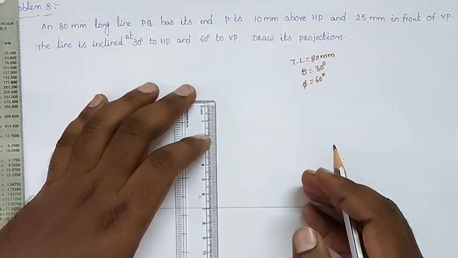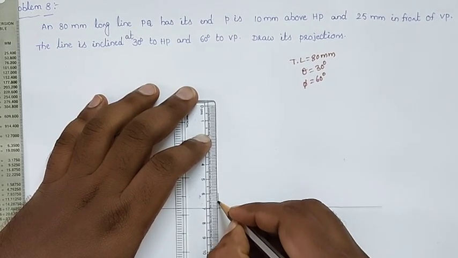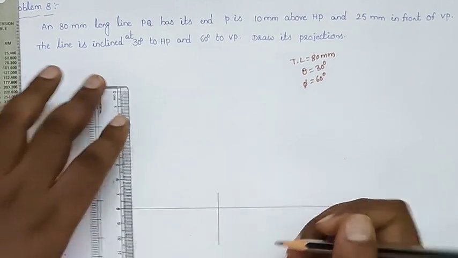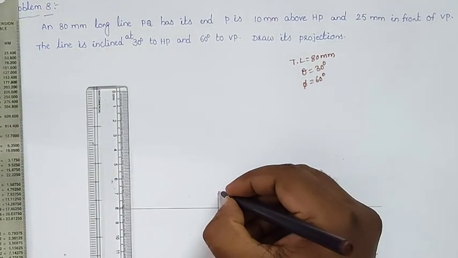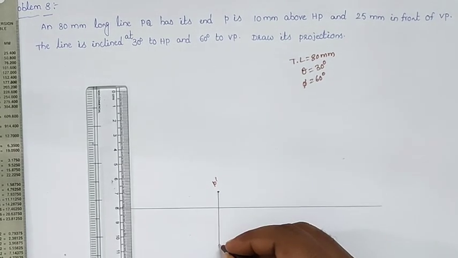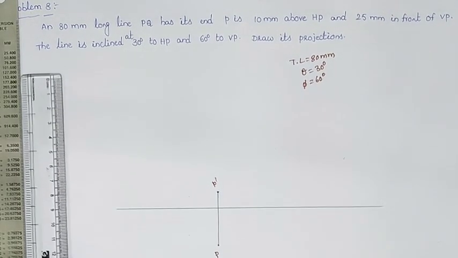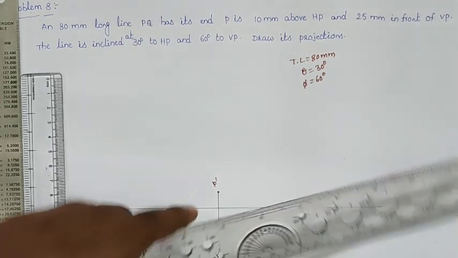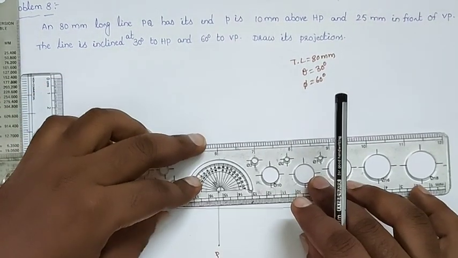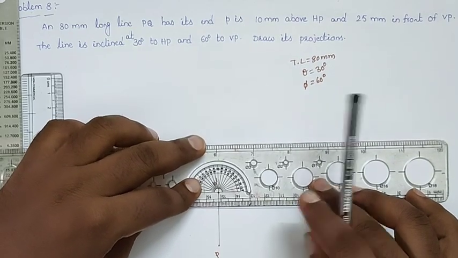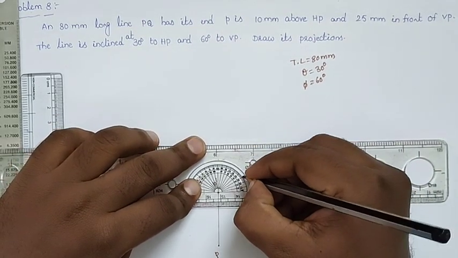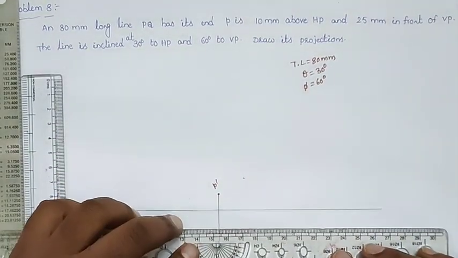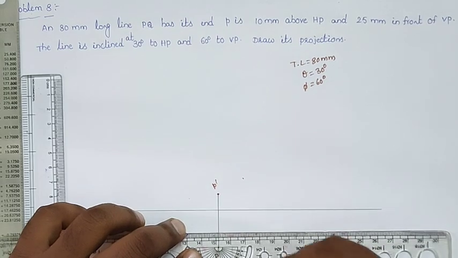After drawing the reference line, draw the projection of point P. Point P is 10 mm above HP and 25 mm in front. So we will draw the projection of point P; here we will get P dash and here we will get small p. They are giving that the angle with respect to HP is 30 and the angle with respect to VP is 60. So from point P dash, take the angle with respect to HP as 30, and here take the angle with respect to VP as 60 degrees.